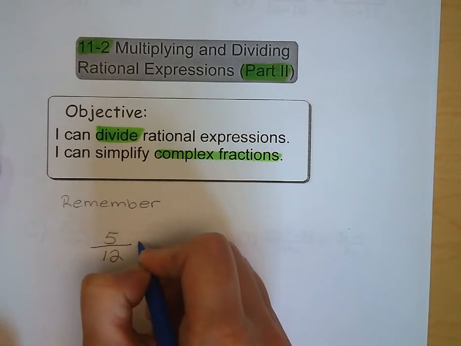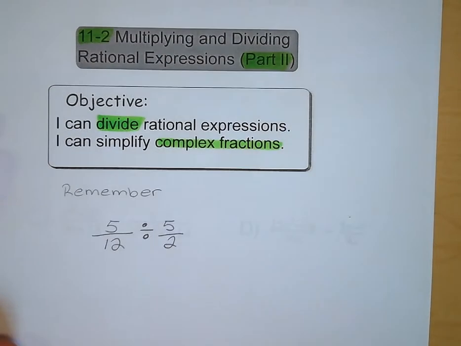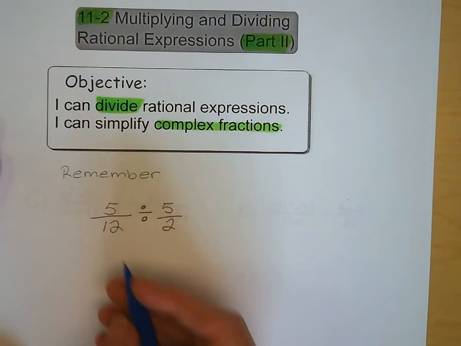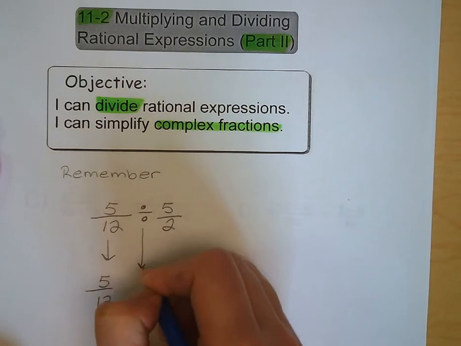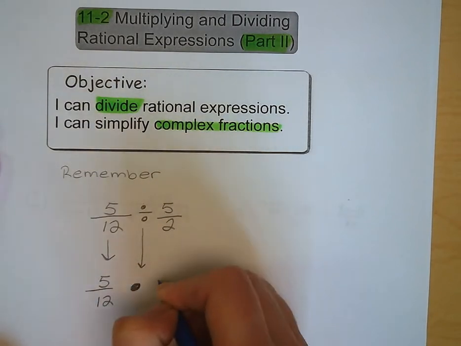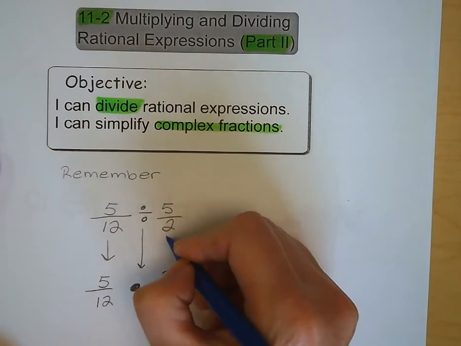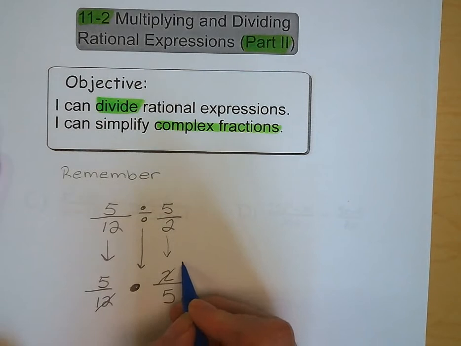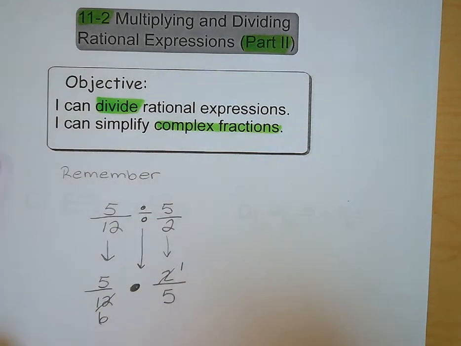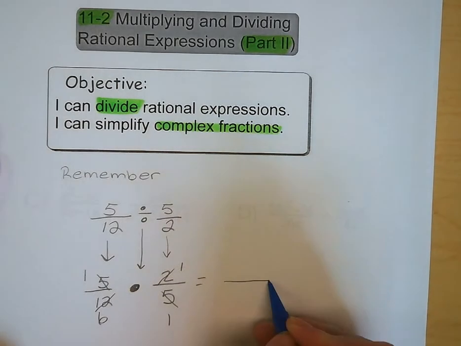So let's look at dividing fractions. Before we start throwing variables in there, when we have 5 twelfths divided by 5 halves, all we need to remember is, we keep the first one, we change the operation, and we flip the fraction. Keep, change, flip. And now you can look and see, what can I reduce, what can I cancel out? 2 and 12 can reduce to 1 and 6, and our 5s are going to cancel out, and so this simply reduces to 1 over 6.